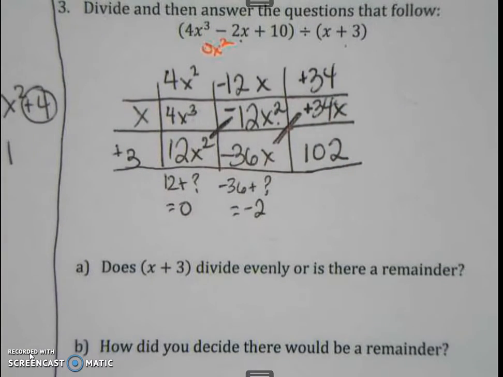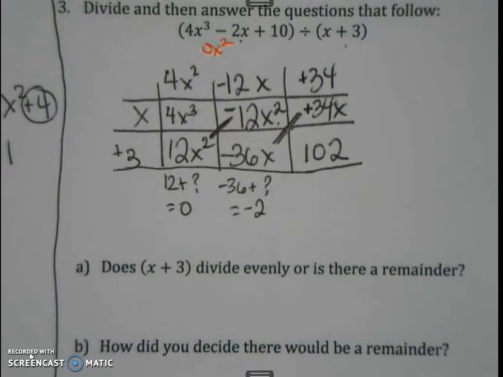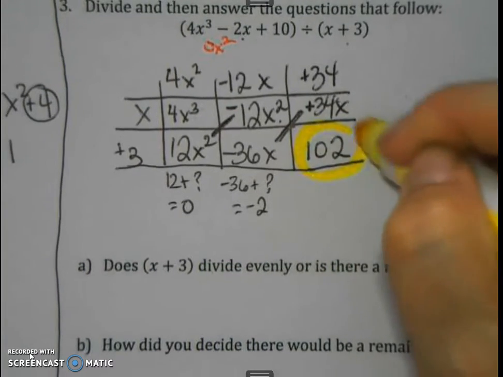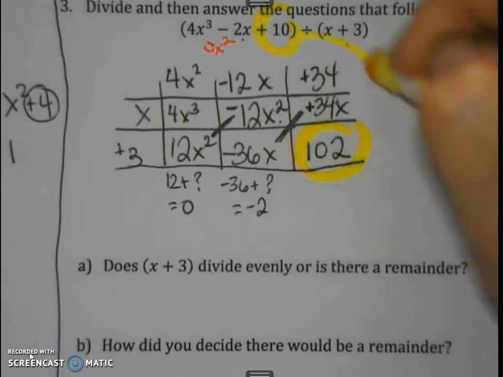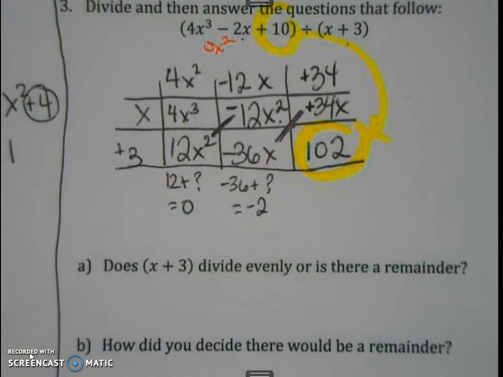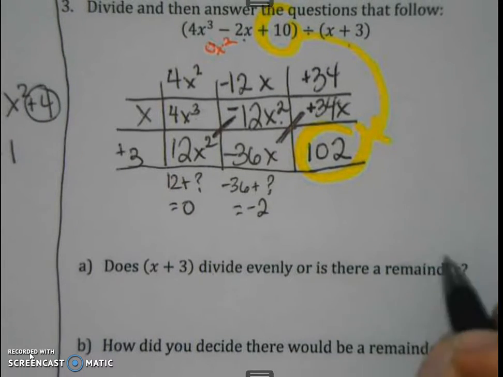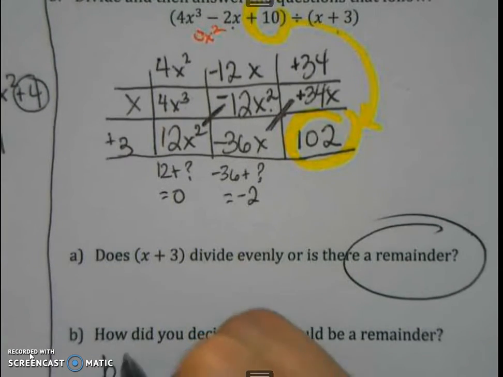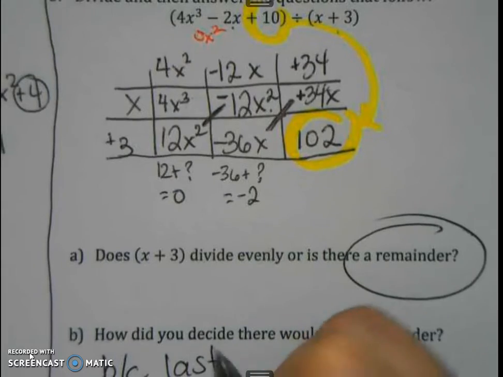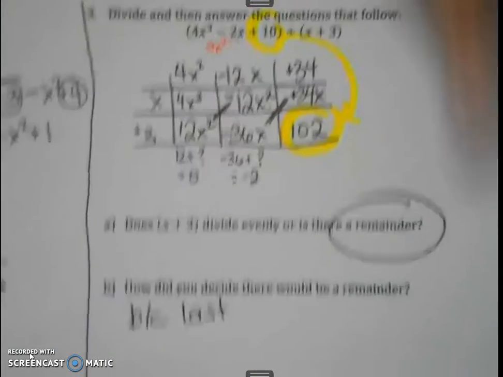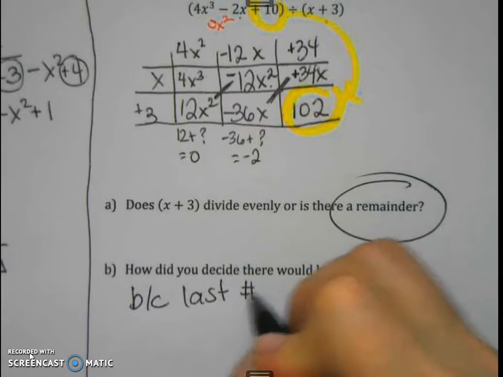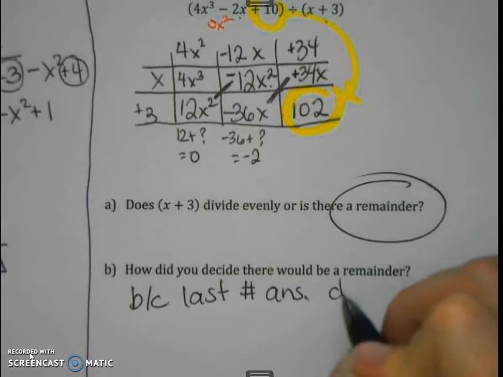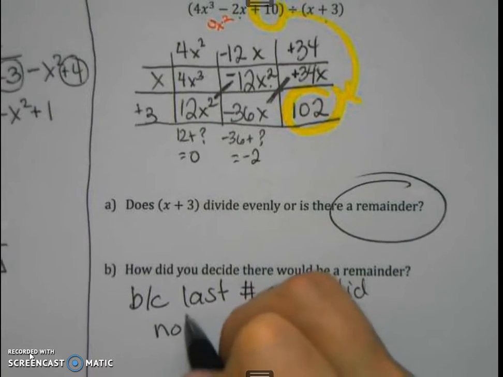Now, did this divide evenly? How did you decide? Yes, you couldn't hear this, Nia, but these need to match in order to know that they divide evenly. So what this tells us is there's a remainder. And how did we decide? Because the last number, let me move back here, because the last number answer did not match the top.